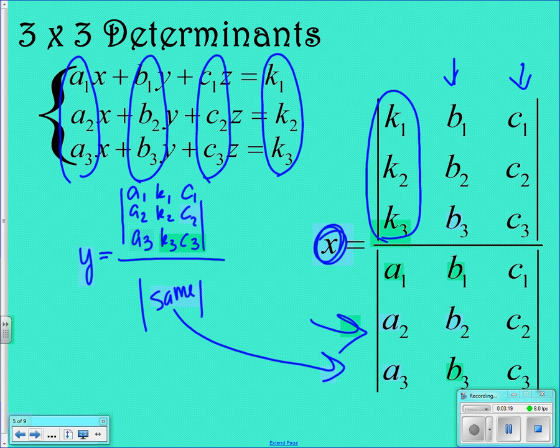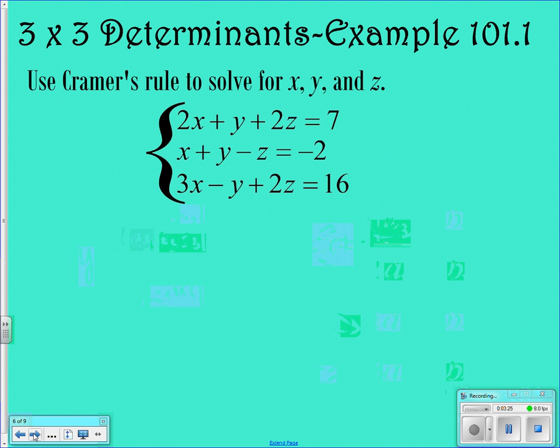So that's how you would set up the determinant if you were trying to solve equations like this. Now we're going to have to figure out how to actually simplify those. We're going to use Cramer's rule to solve for x, y, and z. Typically it's just going to have you solve for one variable, but in this example, we're practicing Cramer's rule with 3x3 determinants, so that's why it has you solve for all 3.